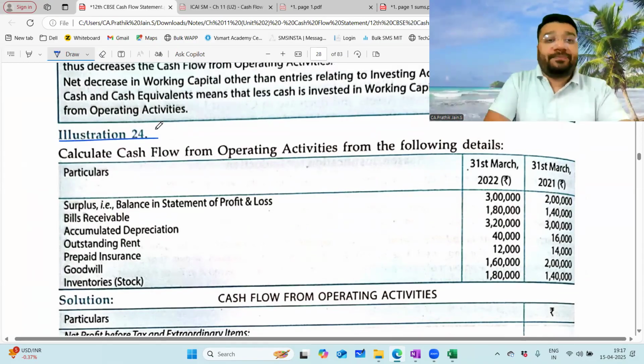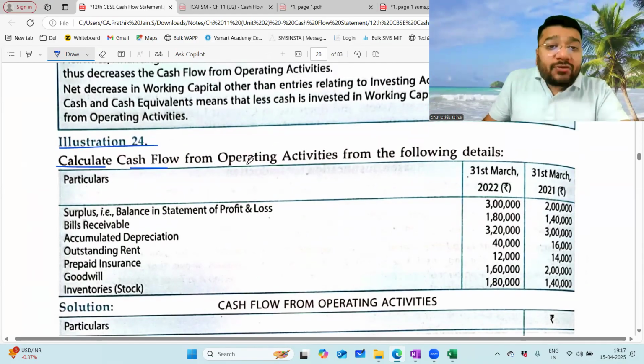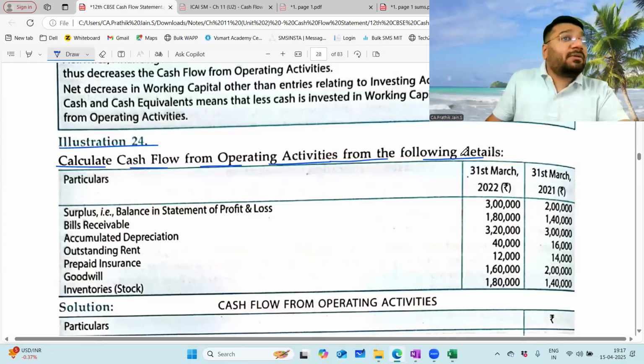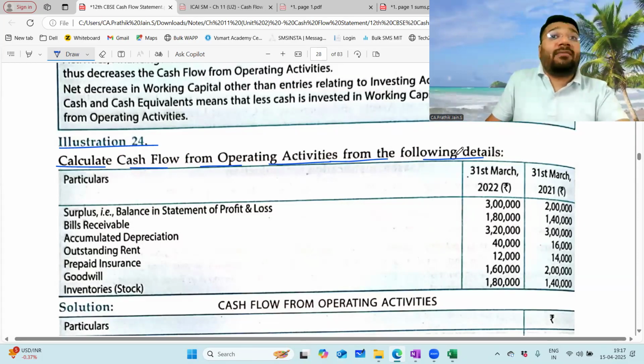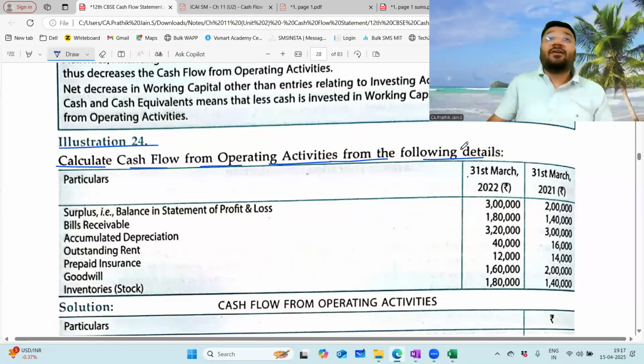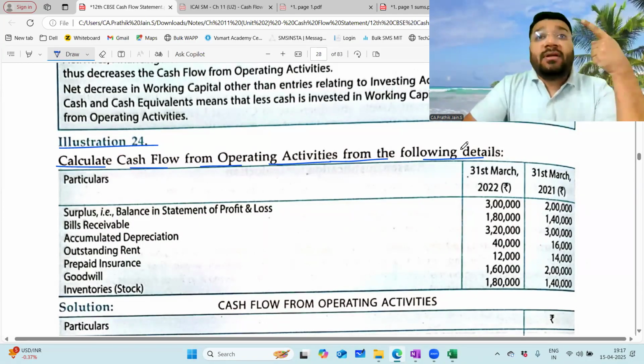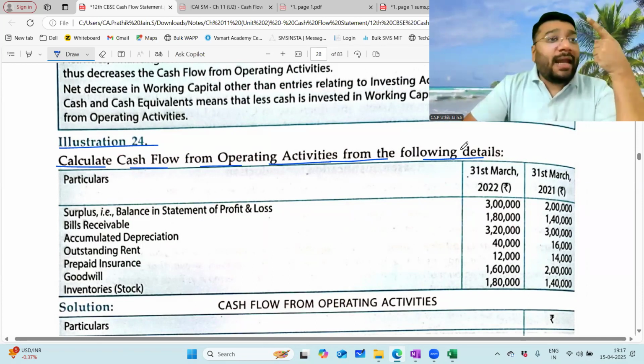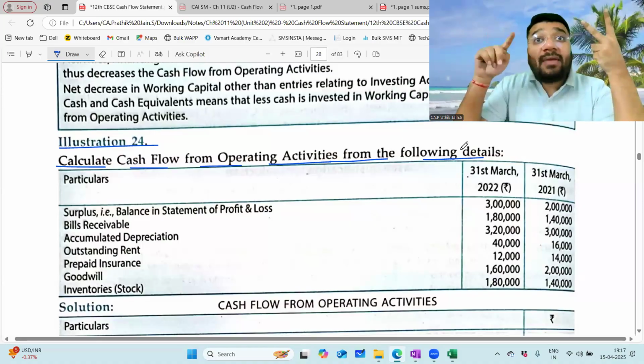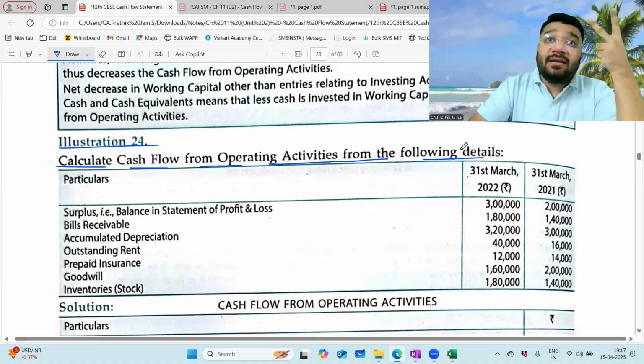Illustration 24. Calculate cash flow from operating activity from the following details. In operating activity calculation, how many segments are there in total? 5 segments. First segment, net profit before tax and extraordinary item. Second segment, add non-cash and non-operating item, expense and loss in nature, minus non-cash and non-operating item, income in nature. With that, what will I get? Operating profit before working capital changes.